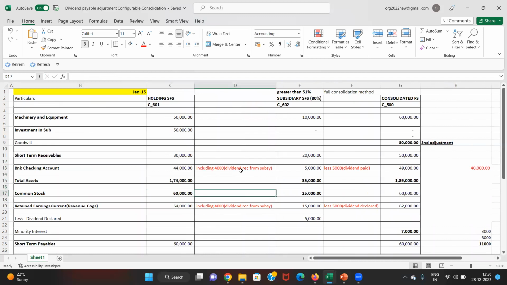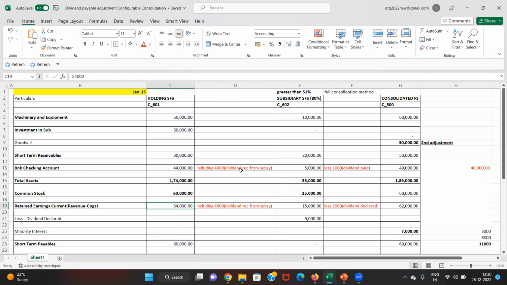Then the common stock is 60,000 for holding, 25,000 for the subsidiary. We are receiving the return on the common stock of the subsidiary through our investments. So that's not an issue. Then the retained earnings, we are assuming for holding, the revenue minus COGS is 50,000 plus 4,000 of the dividend income that we will be receiving from the subsidiary.